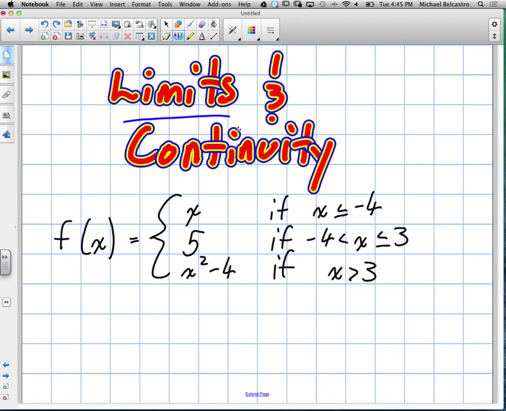Okay, so we're going over limits and continuity. And we're looking to see if this function is continuous. So we're going to try to sketch this from the information. Now what we have here is a piecewise function, right?